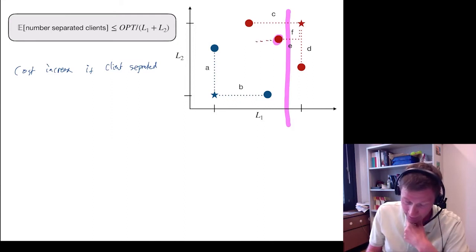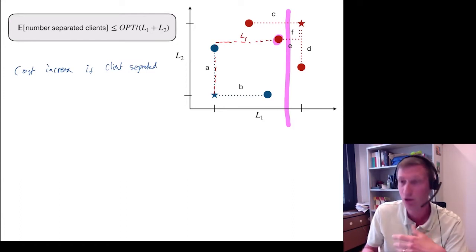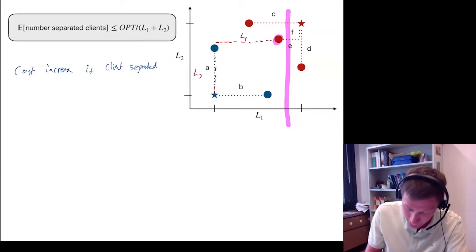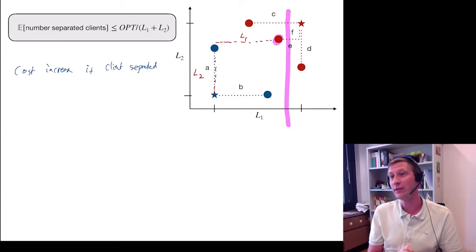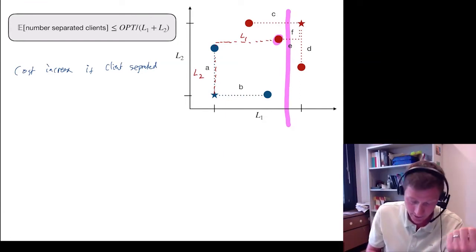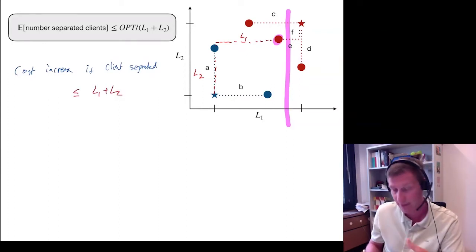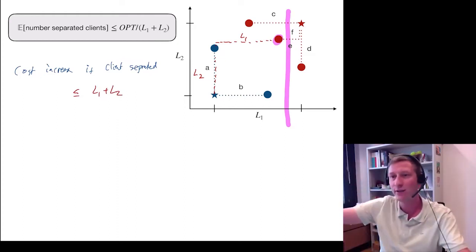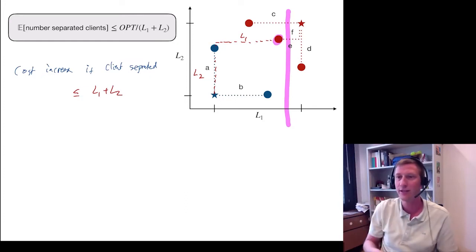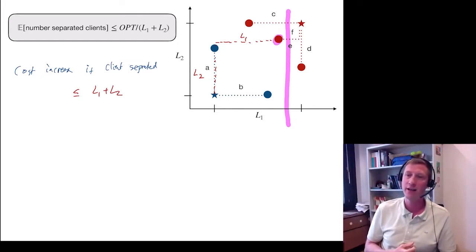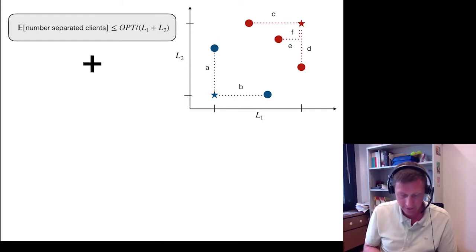In the worst case, this cost increase will be these two lines. But we can always upper bound the length of the X line by L1. You will never walk further than the bounding box in the X direction, and you will never walk further than L2 in the y direction. So the cost increase if a client is separated is upper bounded by the size of the bounding box. That's how we define it: there is no center further away than the size of the bounding box. If you're separated from your closest center, in the worst possible case, you will have to go the whole bounding box to find your other center.